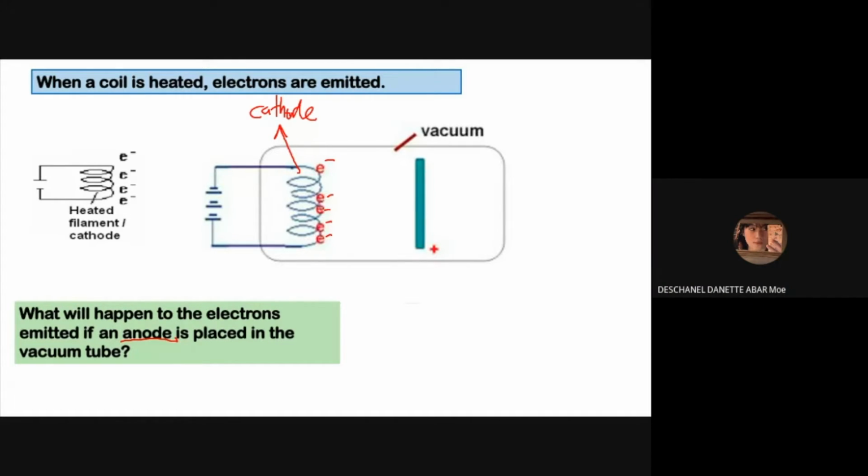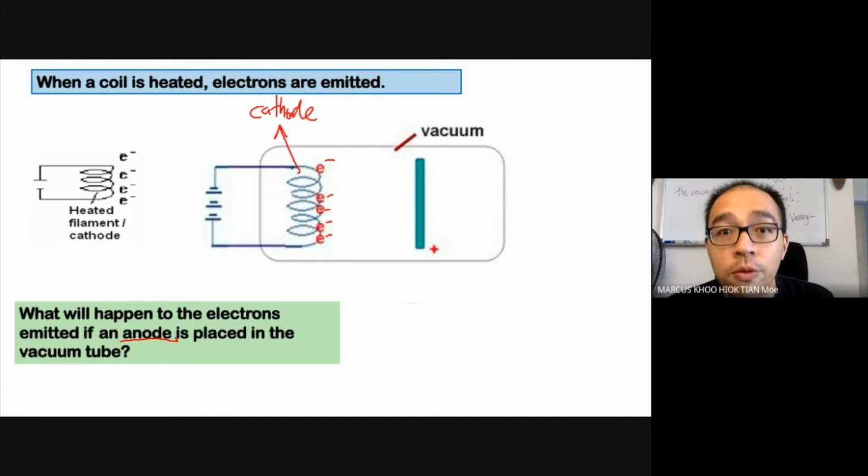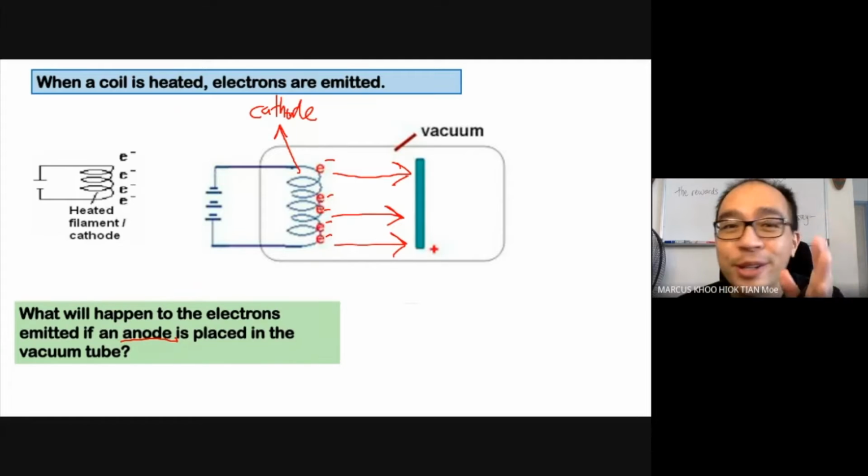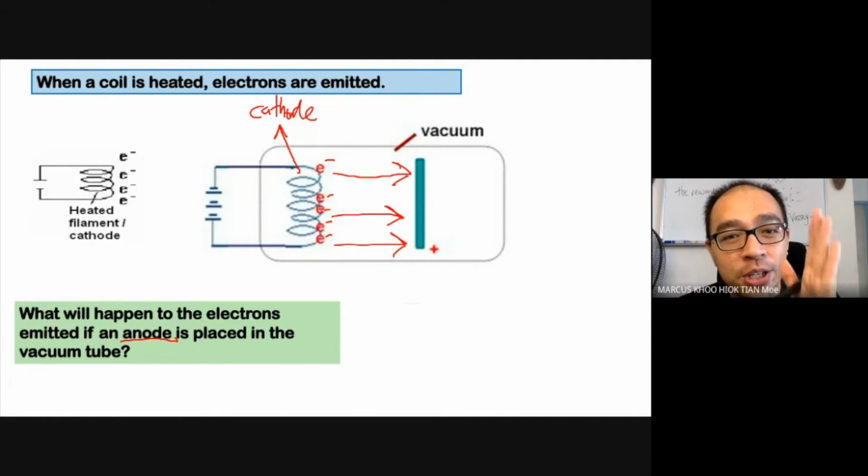It will move towards the anode. Okay, because this is very basic physics. The negative will always be attracted to the positive. It will flow towards the anode. If you give it a place to go, kalau kamu beri dia satu tujuan hidup, it will go there. Wow. If you give it a place to go, it will go there.